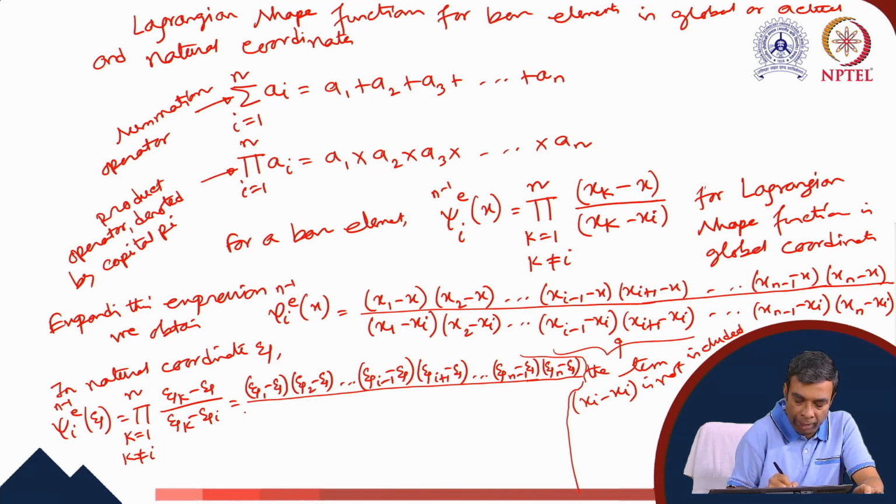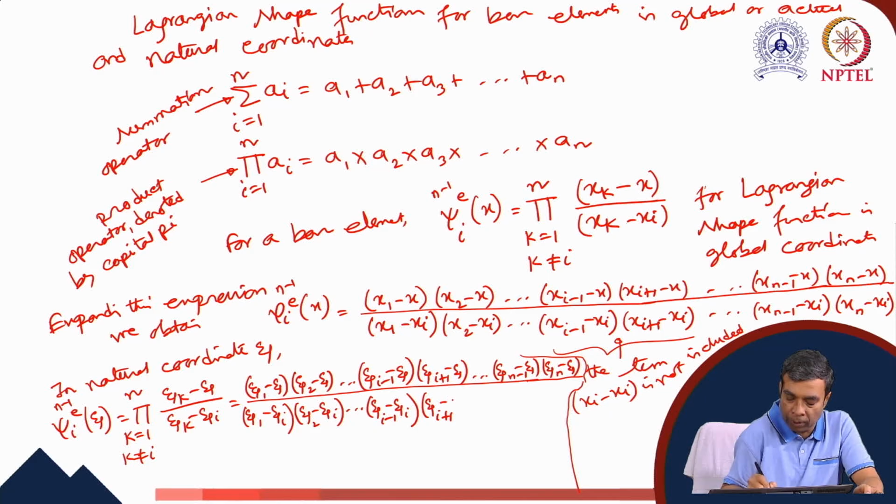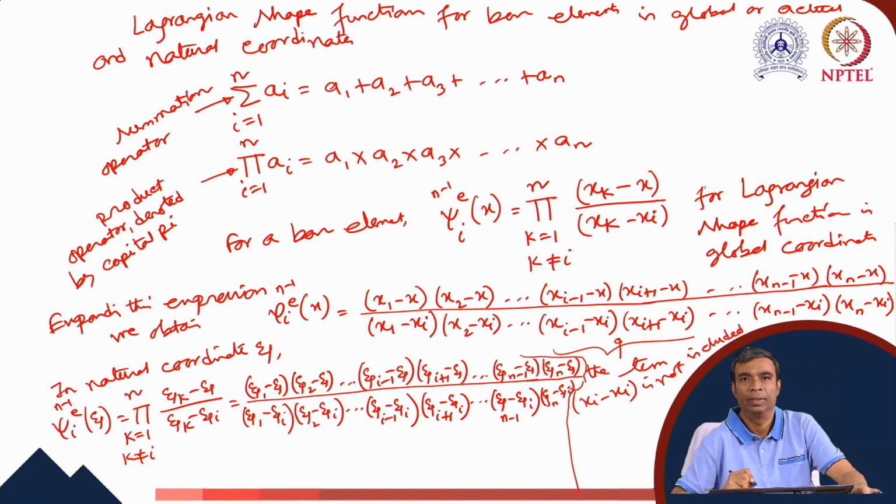In the denominator we have xi 1 minus xi i, xi 2 minus xi i, xi i minus 1 minus xi i, xi i plus 1 minus xi i, xi n minus 1 minus xi i, xi n minus xi i. Now we have the expressions of shape functions, the generalized expression for the bar elements.